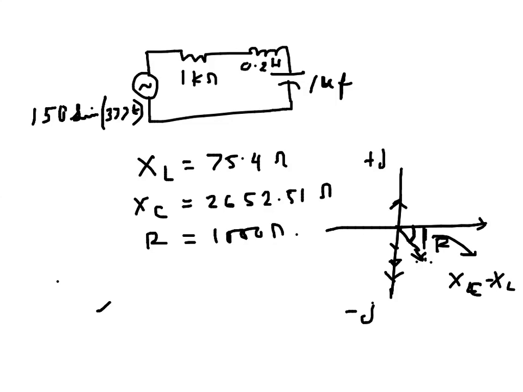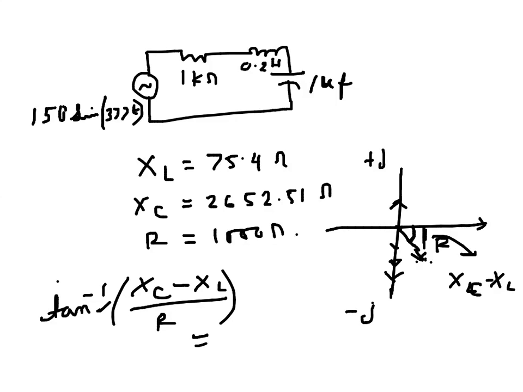This angle is essentially XC minus XL. In this case the angle will be negative, of course, because it's going counterclockwise. So to find the angle, we take tan inverse of (XC minus XL) over R, and the angle will be negative. If we do this calculation, I don't know whether the calculation is correct, but just double check, R should be 1000.